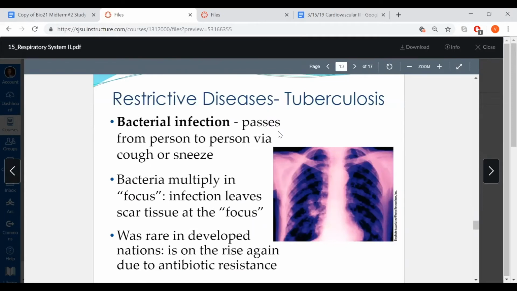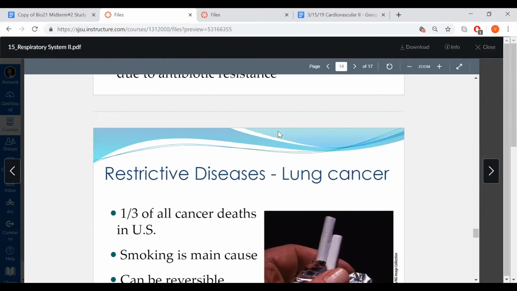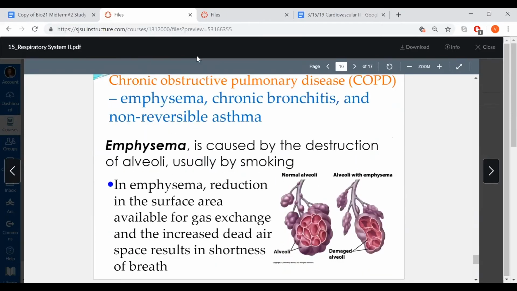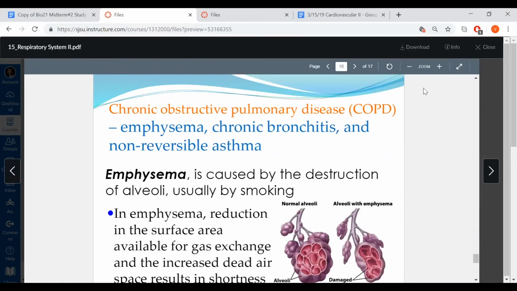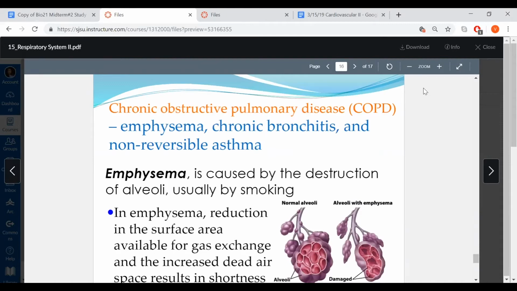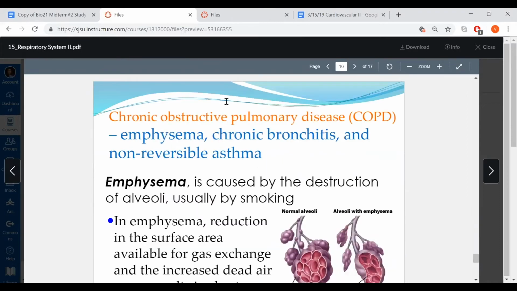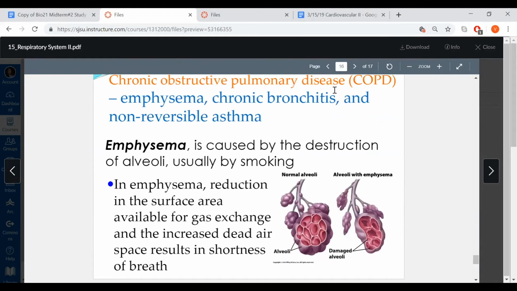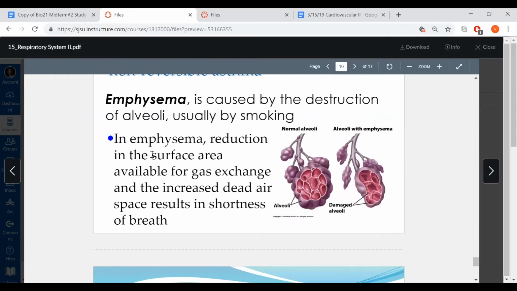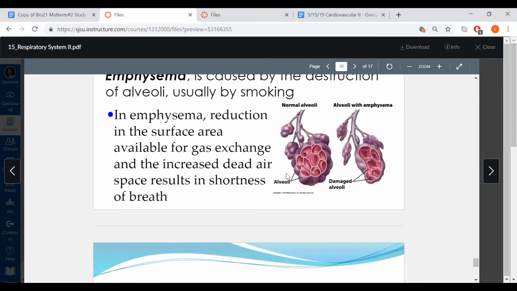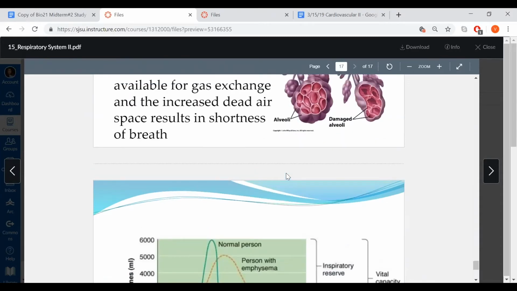And then with this specific disease, the COPD, or chronic obstructive pulmonary disease, this is like a combination of both obstructive and restrictive, because it says here that it's emphysema, chronic bronchitis, and non-reversible asthma. So it's like the reduction in the surface area of these little alveoli, so you're not able to get gas exchange.